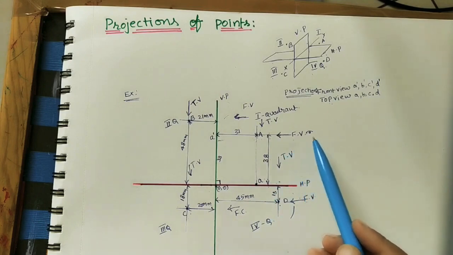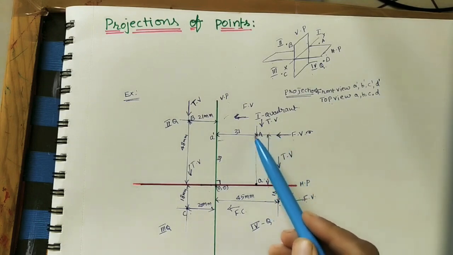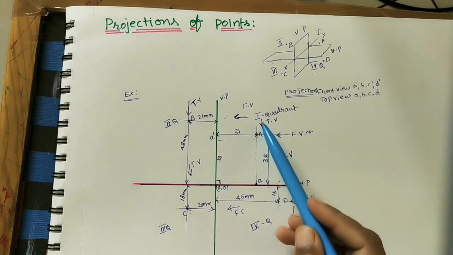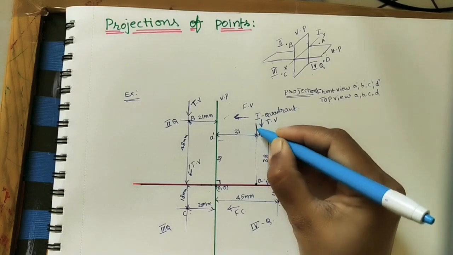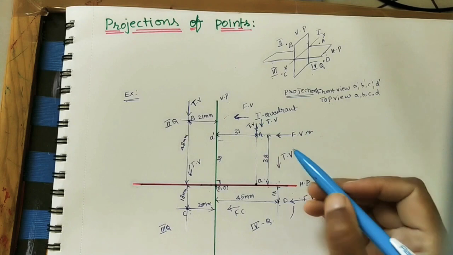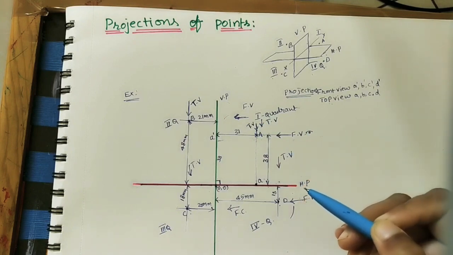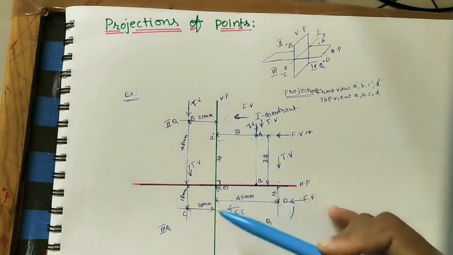Front view means from our eye we have to see the front of this point a, in this direction. And top view means from our eye we need to see exactly the top of the point. This is the top view. In shortcut form we write TV here, FV. So let us assume these are transparent planes, a horizontal plane and a vertical plane.